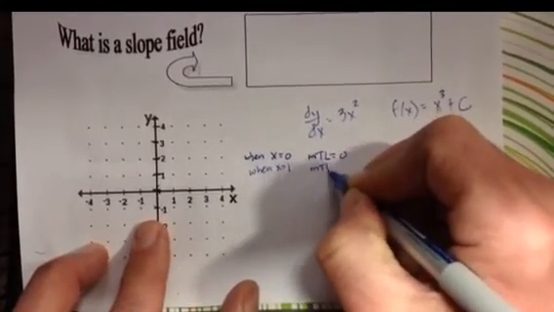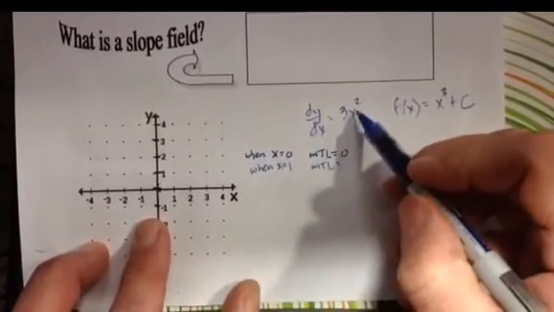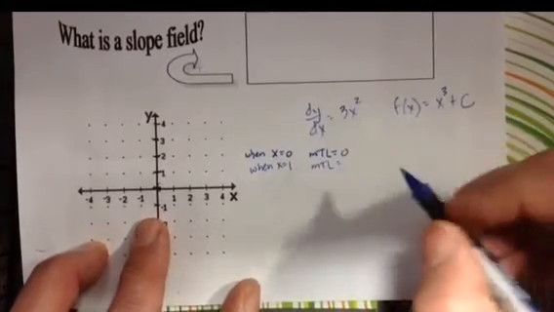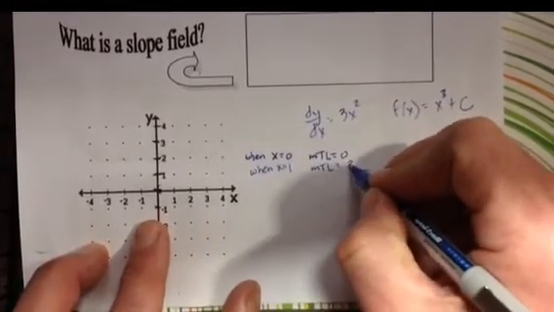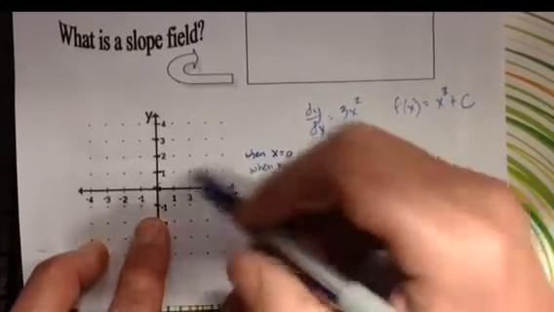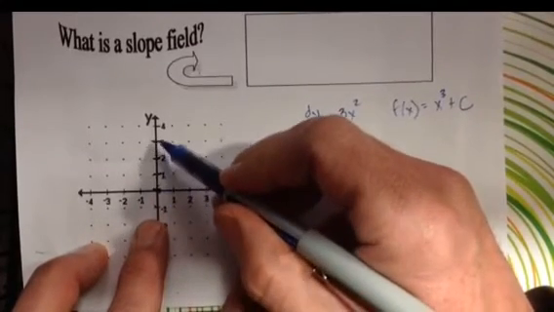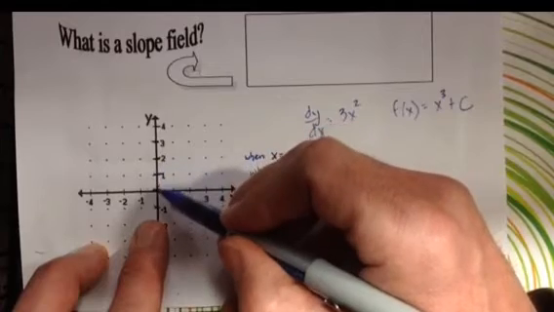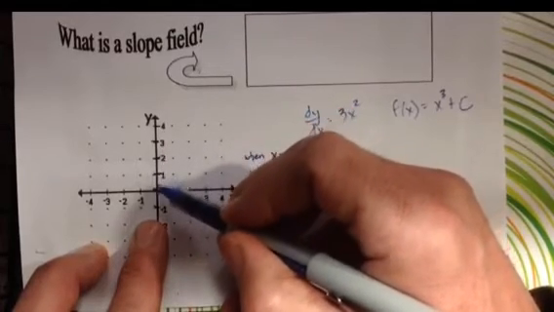Let's look at the slope of the tangent line. So again, if I substitute in 1, square it, multiply by 3, I get a slope of 3. Well, what would that look like? It would be a rise of 3 and a run of 1. So this would be a line with a slope of 3.